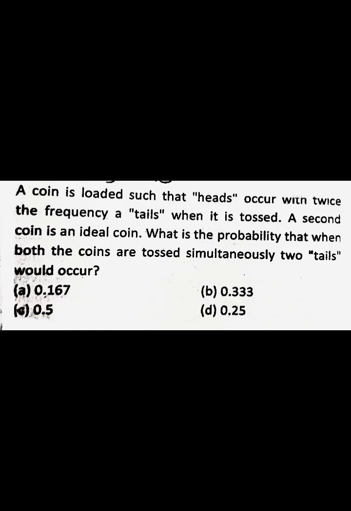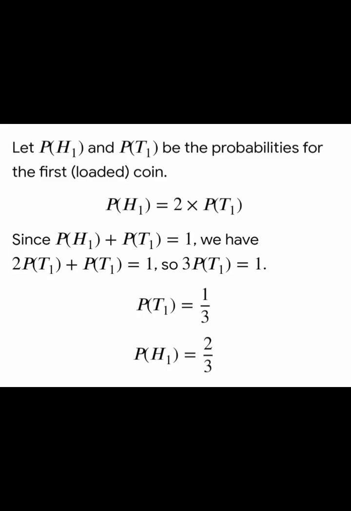The next question is, a coin is loaded such that the head occurs with twice the frequency of tails when it is tossed. A second coin is an ideal coin. What is the probability that when both the coins are tossed simultaneously, 2 tails would occur? So let P of H1 and P of T1 be the probability for the first coin, that means the loaded coin. So here it is given that the probability of getting head, that is P of H1, is equal to 2 into the probability of getting tail, that is 2 into P of T1.